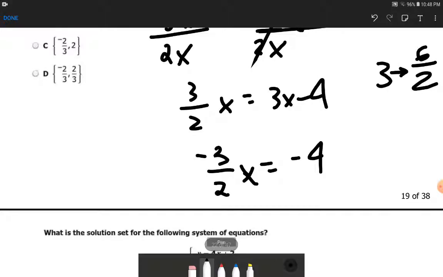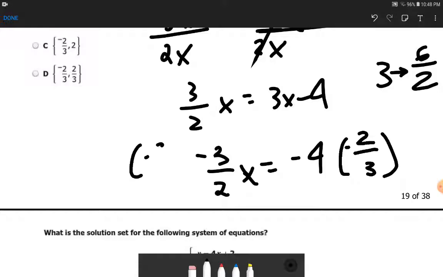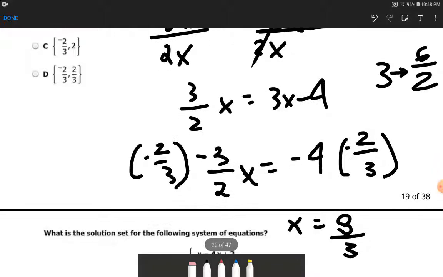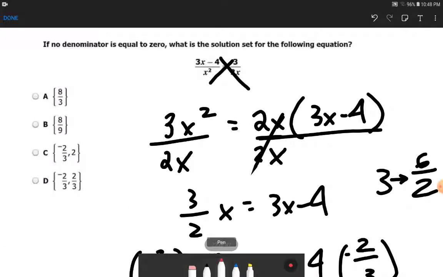Then we're going to multiply by -2/3 on both sides, and we will get x equals 8/3. Alright, so our answer would be A.